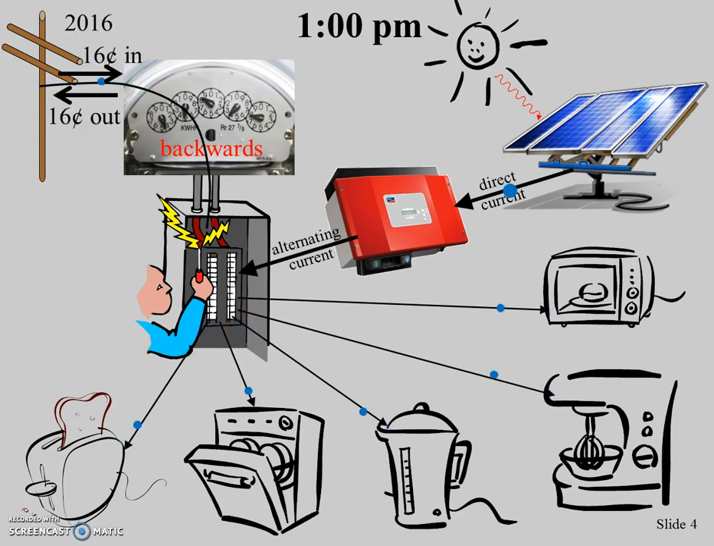Now let's talk a little bit about the money. So today, 2016, we have what's called true net metering. This is a rough estimate because the prices change all the time. But roughly in 2016, it costs about 16 cents a kilowatt hour to bring power into my house. And with true net metering, I can push out my excess power at the same price.